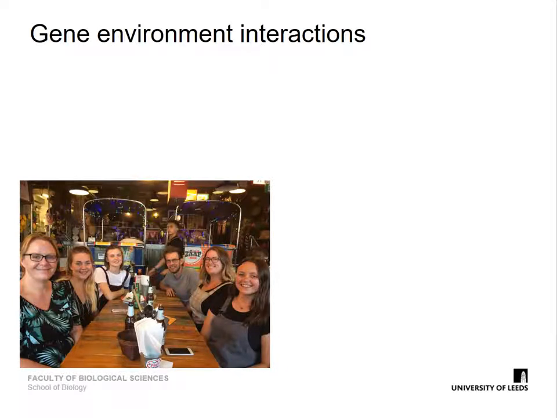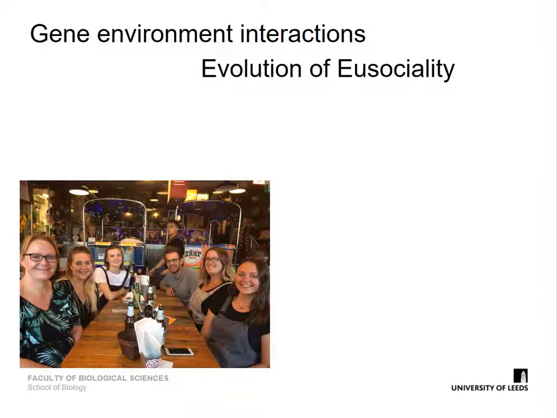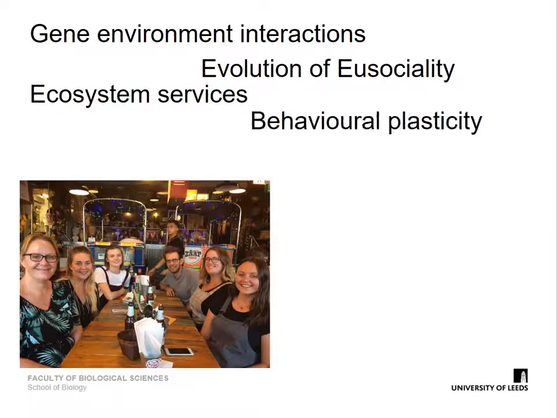And so most of my work that I've talked about today is about understanding gene-environment interactions, but also we're interested in the evolution of eusociality. So why is it that workers give up reproduction to support the reproduction of their queen? We also study ecosystem services and pollination networks and disease transfer in pollinator species and behavioural plasticity.